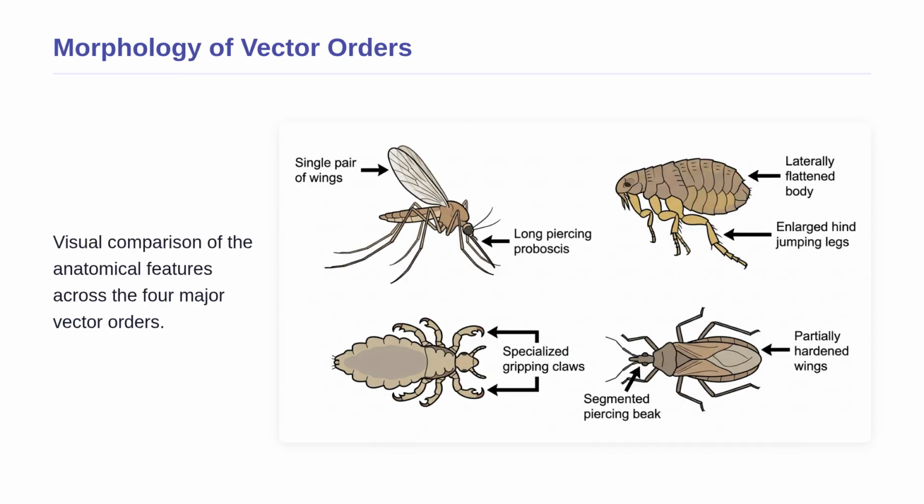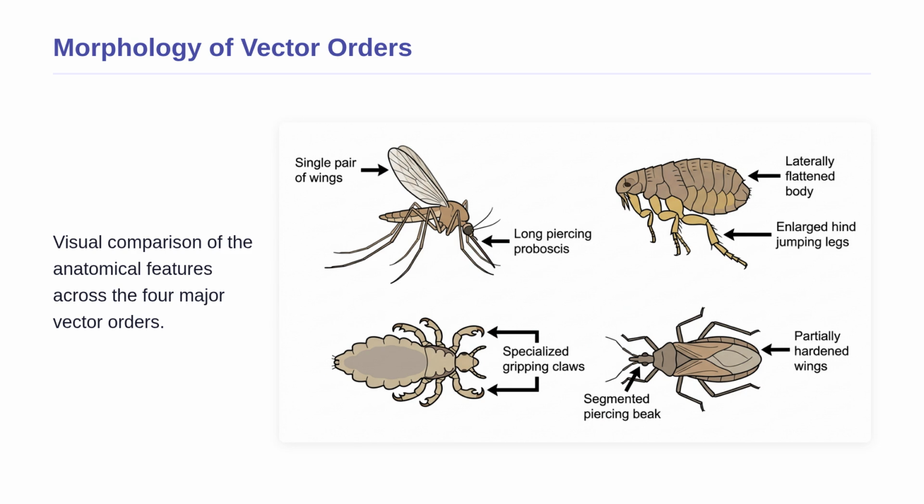Now that we have discussed their features, let us look at them visually. In the top left, you can see the mosquito, representing Diptera, highlighting its single pair of wings and long, piercing proboscis. In the top right, the flea represents Siphonaptera. Notice its laterally flattened body and those enlarged hind legs built for jumping.